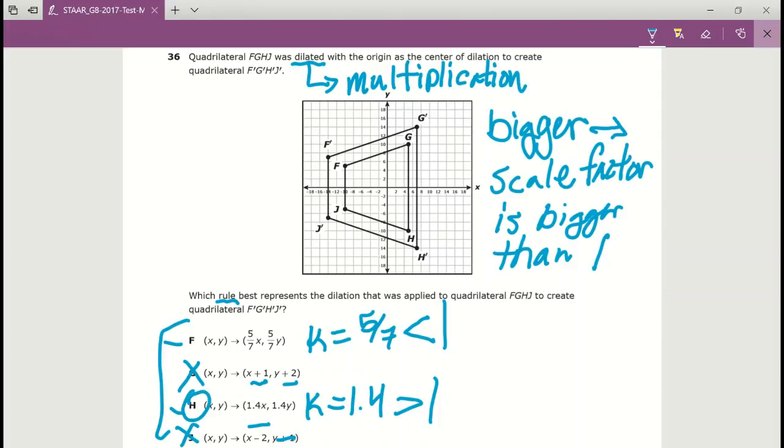So again, for dilations, there are about 3 main things that you need to remember. You need to remember that the rule for dilations has multiplication in it. You need to know that if our shape gets bigger, that means our scale factor is bigger than 1. And if our shape gets smaller, then our scale factor is less than 1. So that's problem number 36.